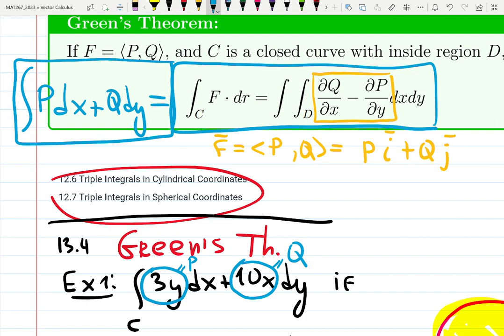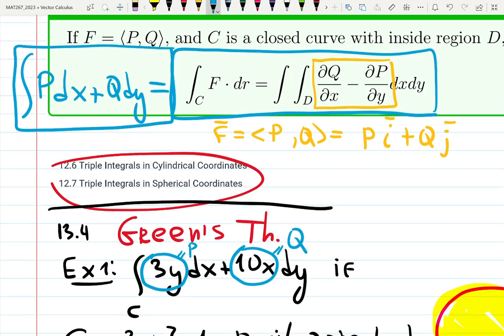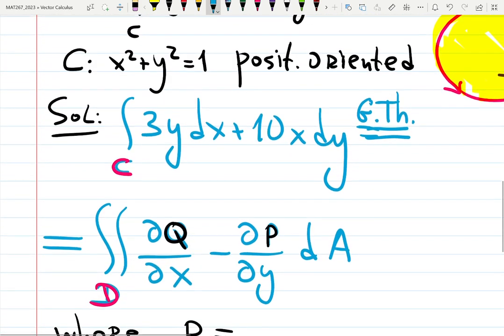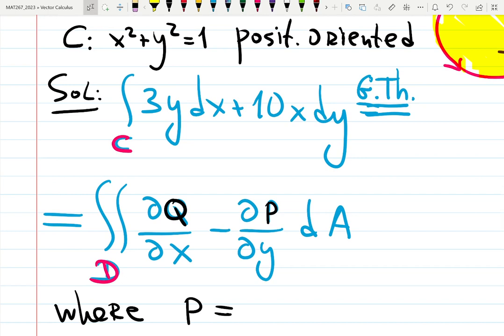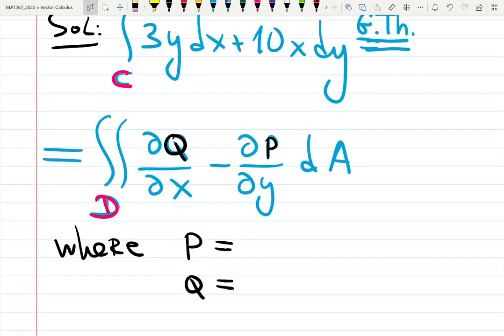Does it make sense? What do you think? And then dA here is not to write dx dy. It's going to be the area. So we'll have to figure out the area of the circle and stuff like that. So P is 3y and Q is 10x. Does this make sense?